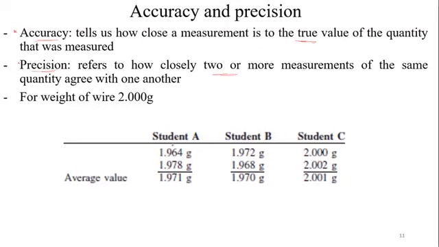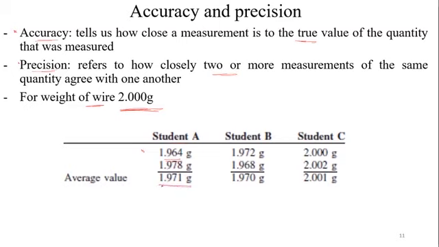To understand that, say I have two students, student A and student B, and they are weighing two wires of around 2 grams. For weighing of wire, which should be 2 grams, the first one weighed his wire twice. The first time it gave him 1.964, and the second time it gave him 1.978.